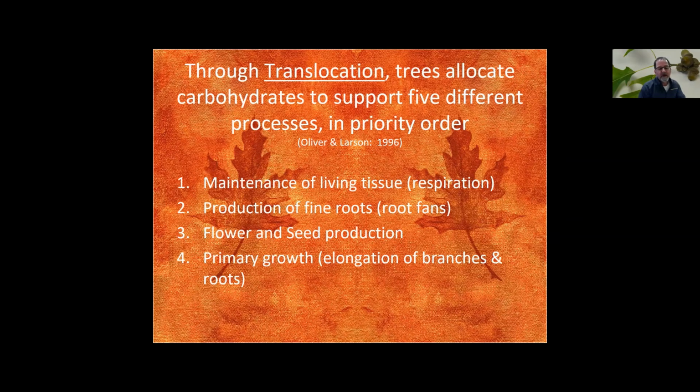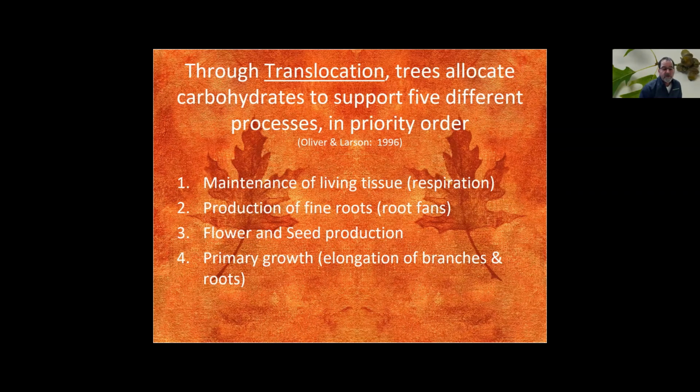So the tree is taking care of its respiration. It's taking care of the fine roots. If there's any sugar left over after all that, and there better be, the tree will send it into flower and seed production. As you can imagine, a lot of energy is required to produce the flower and then to plumpen up the seed. You ask why we eat apples and bananas and walnuts. It's because that's where the energy is. That's where the carbohydrates are. It takes a lot of that to produce those.